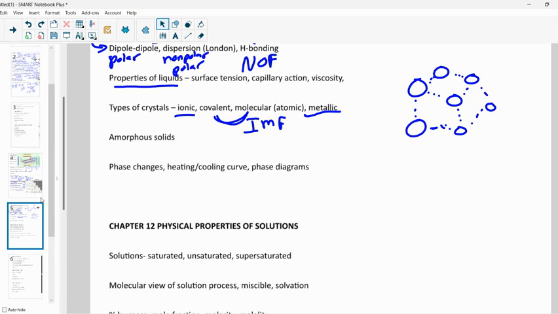Covalent crystals have covalent bonds between each of these, right? And that's like our diamond or something like that, where there are these strong covalent bonds holding the entire structure together. These generally have high melting points as well.